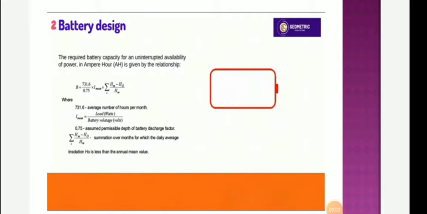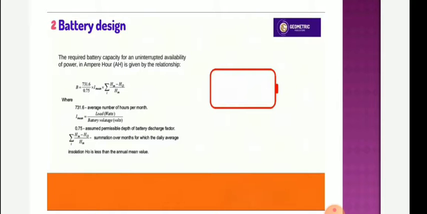After load analysis, battery design is very important for installing the solar panel. Here the required battery capacity for uninterrupted availability of power, in ampere hour, is given by a relationship. By this relationship, the incidence of solar light on the panel, how much wattage is produced, and the load connected decide the size of the battery requirement.